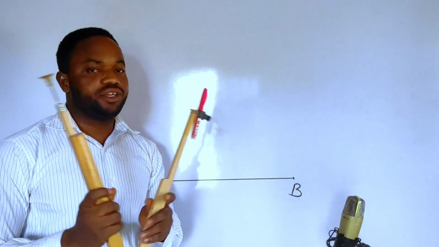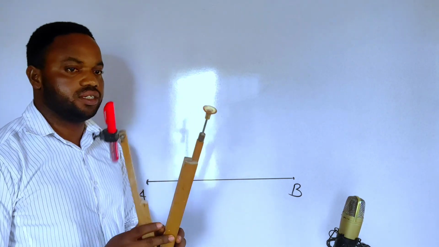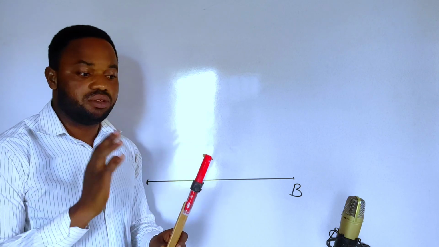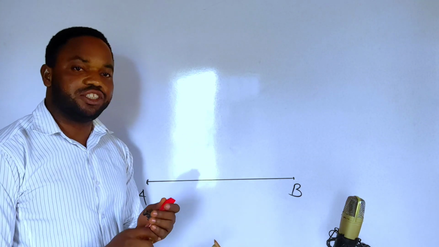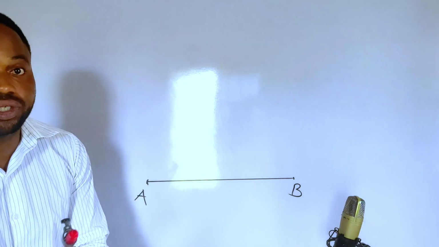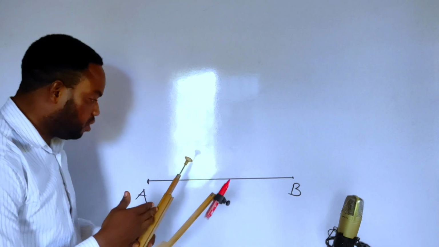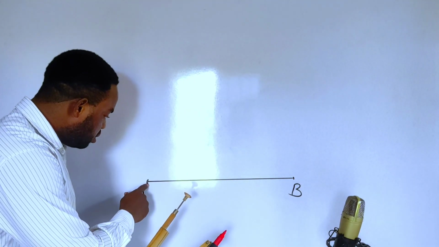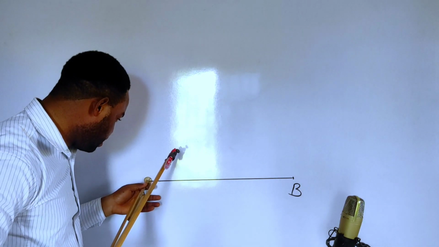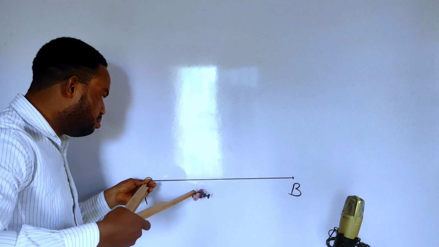Next, you pick up your compass and open it, extend it to a convenient length, okay? Now, once you extend it to this convenient length, you have to keep this length. You have to maintain it until you are done with this part of the construction. So now pivot the axis of your compass on the point where you intend to construct the angle, which is the point A in this case. So I'm pivoting this here. Now I'm going to make an arc.